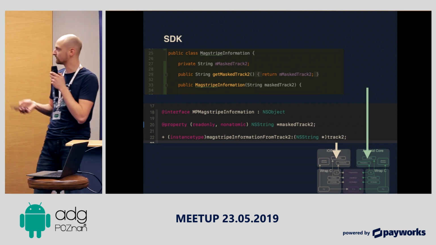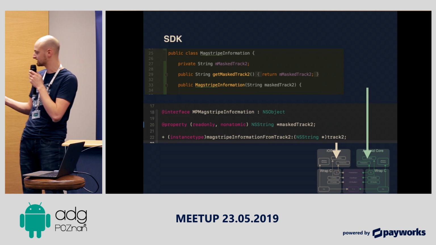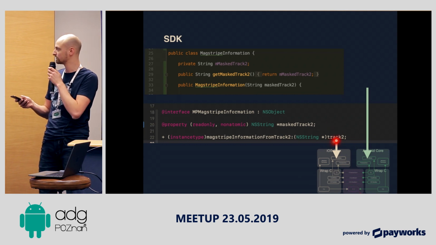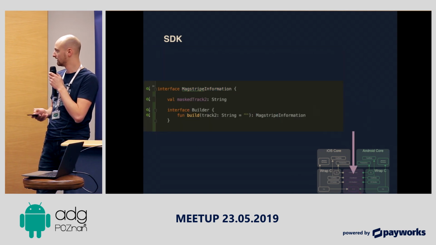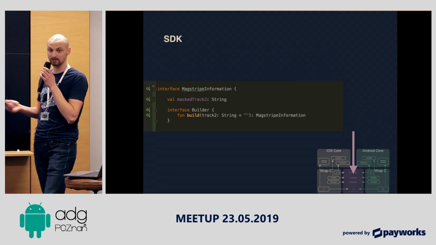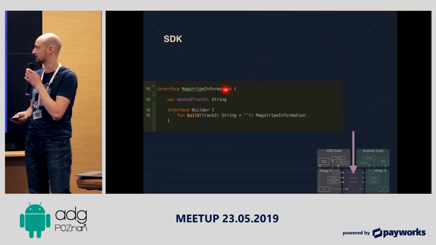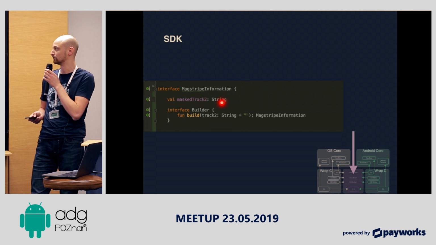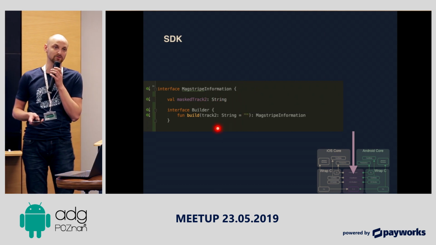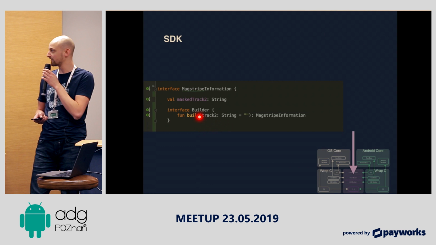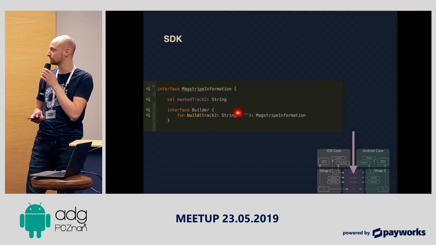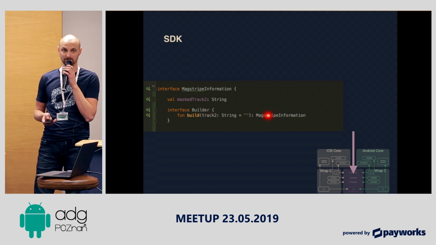So we have this. We have to work with this, and we have to write something here that works with both of these at the same time. And we thought, OK, how should it look in Kotlin? Well, we have an interface, which is the MaxWrap interface, and it has a track 2. And we can also build one. So we need something that builds something from a track 2 and returns something that has this interface.